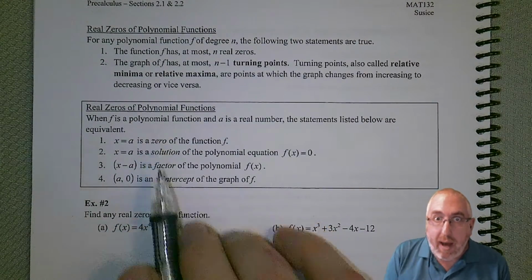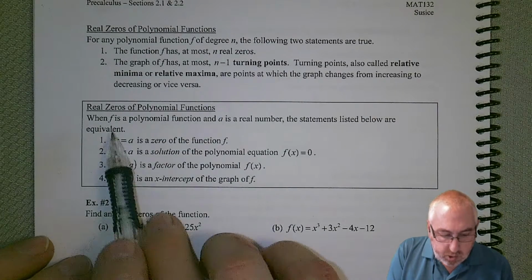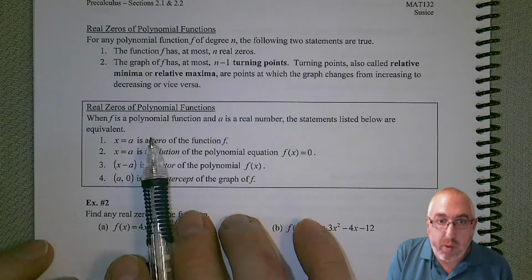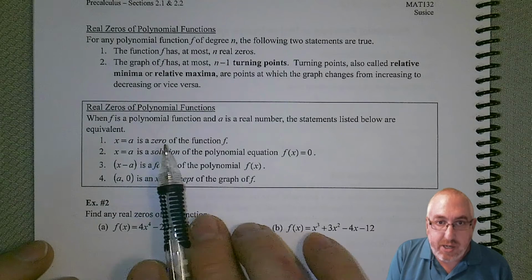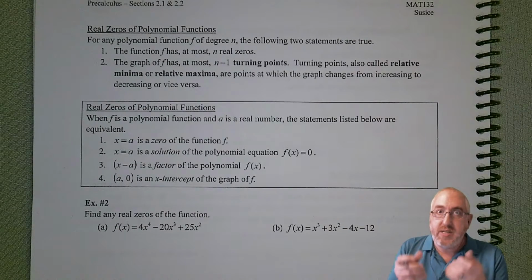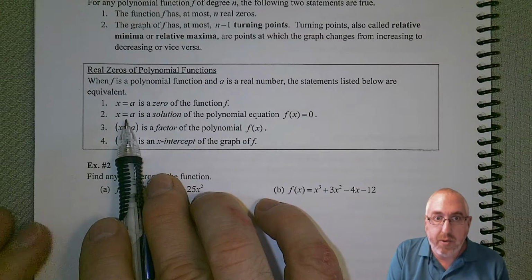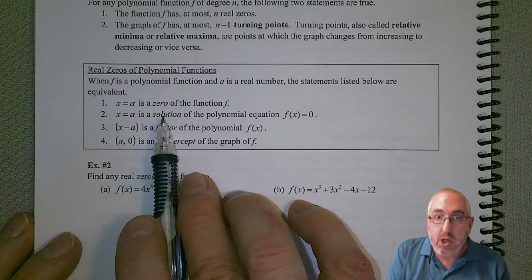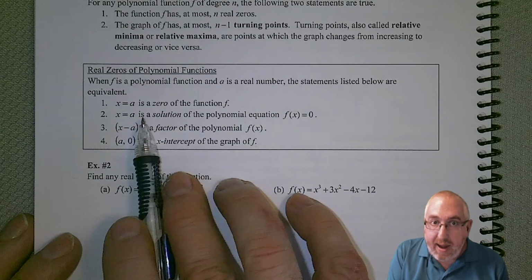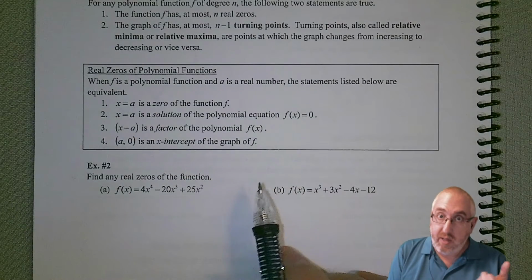So what are zeros though? How do we determine zeros? Well, there's 4 different ways we can analyze this statement. When f is a polynomial function and a is a real number, the statements listed below are equivalent. X equals a is a 0 of the polynomial function f. So you're looking for a value of x where the function is equal to 0. That's essentially what they're talking about. And that's what they say in statement 2. X equals a is a solution of the polynomial equation f of x equals 0. So again, you're looking at what x has to be in order for the function to be equal to 0. So that's another equivalent way to say it.